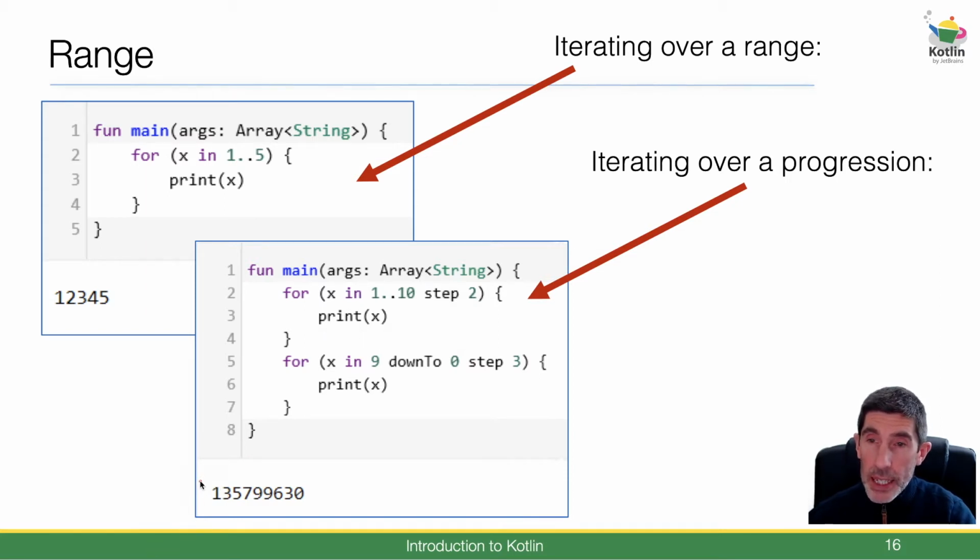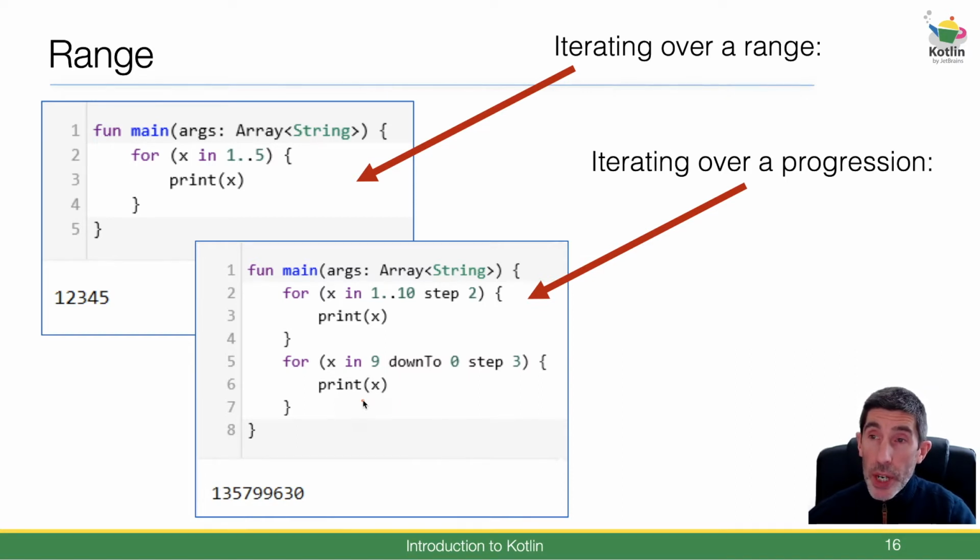So in that example, we would have 1, 3, 5, 7 and 9 for the first bit. And then if we want to go the opposite way, we can say for x in 9 down to 0, but in steps of 3. So we work in the reverse order, print that out. We would start at 9, 6, 3 and 0.